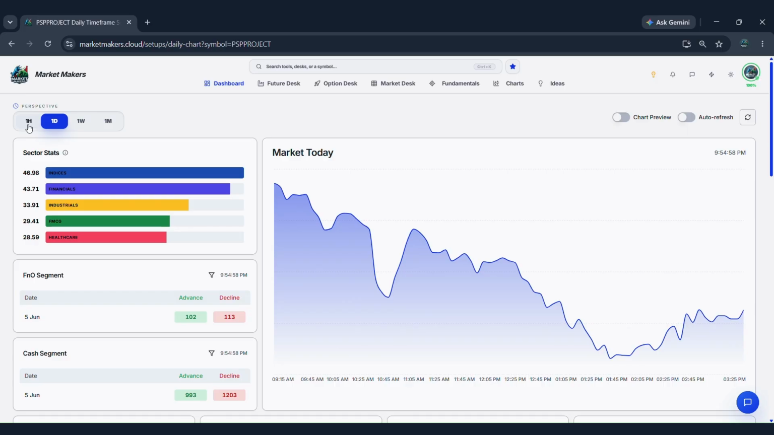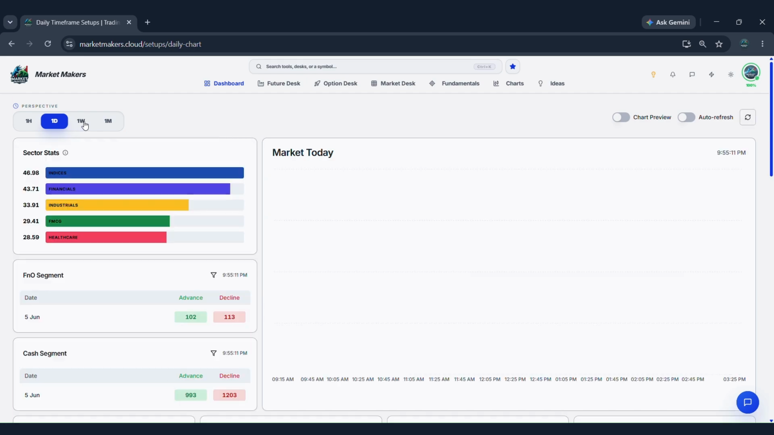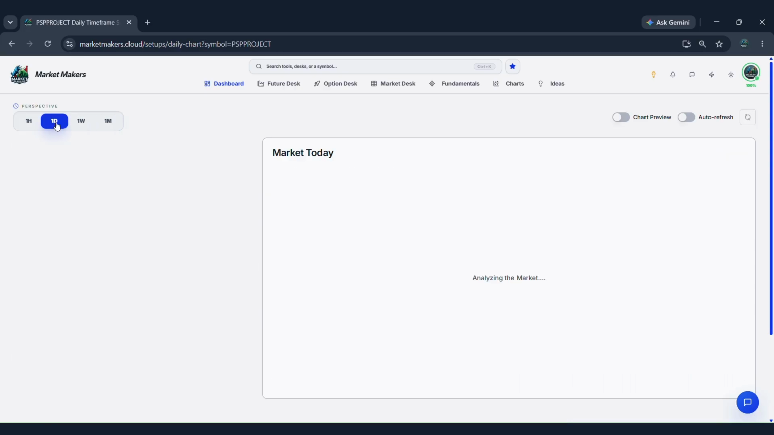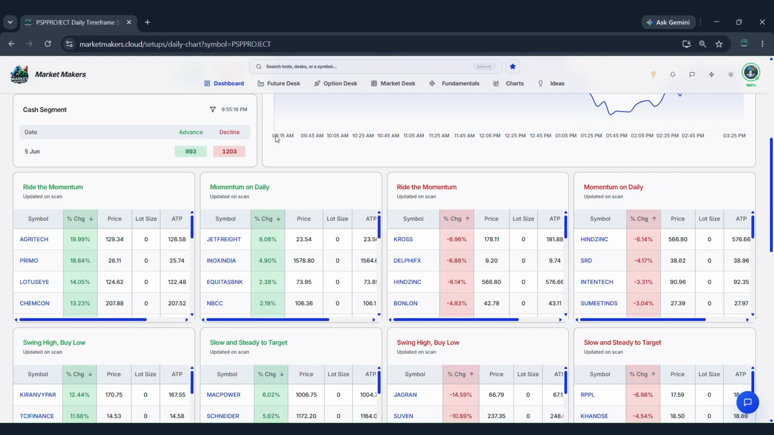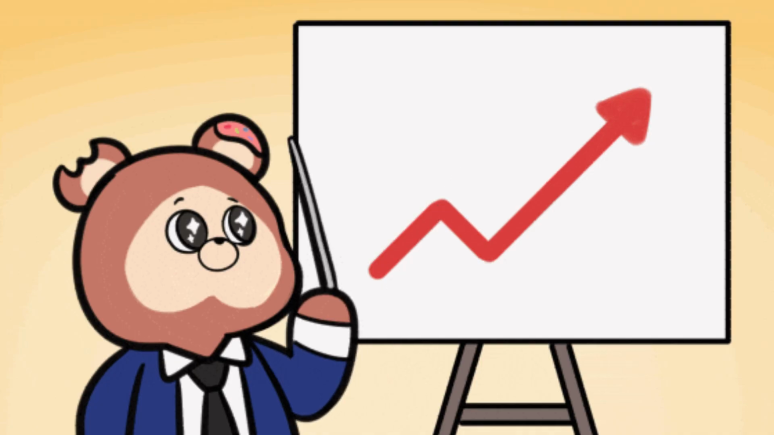Now let's start from the top left. You can see multiple time frame options: 1 hour, 1 day, 1 week, 1 month. By default, the platform opens on the 1-day time frame. Now, what does that actually mean? It means the stocks being displayed below currently have the potential to make a significant move either on the upside or downside based on the current market structure.